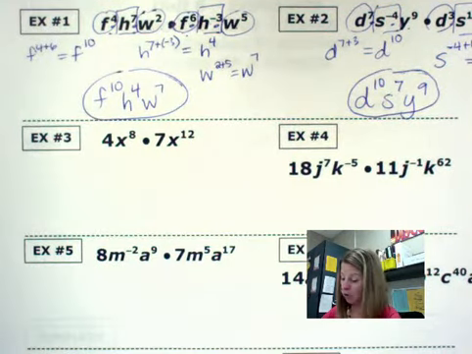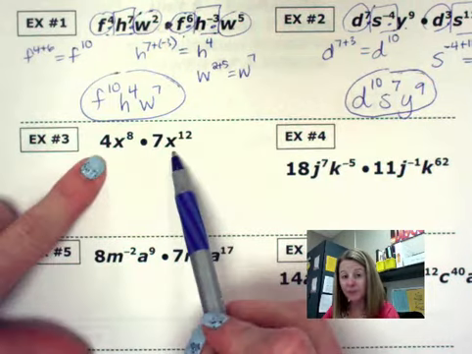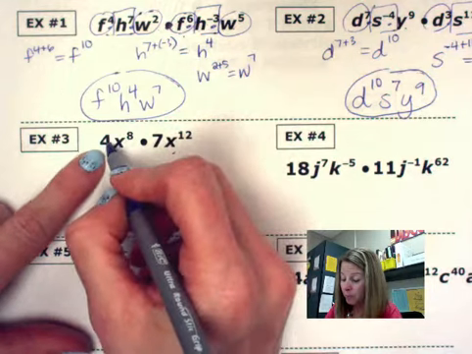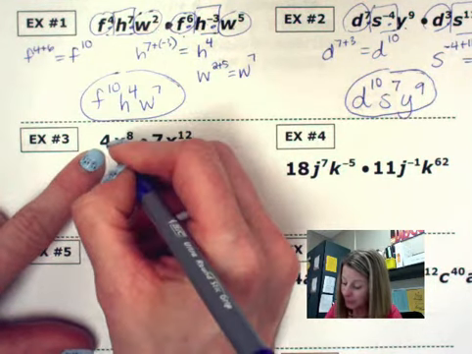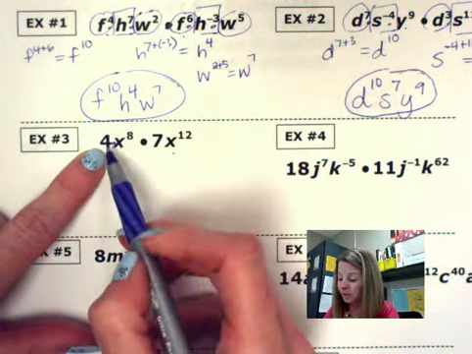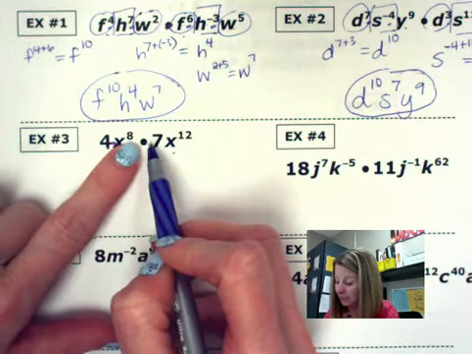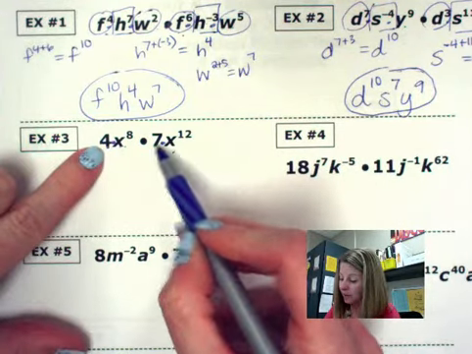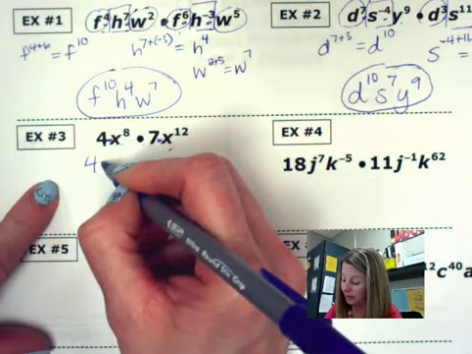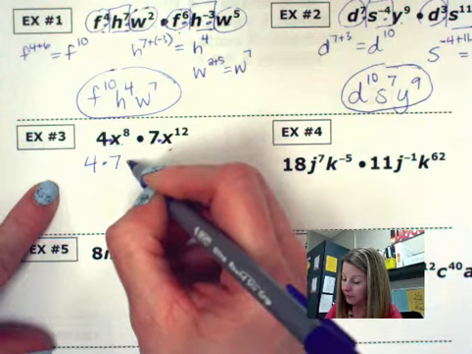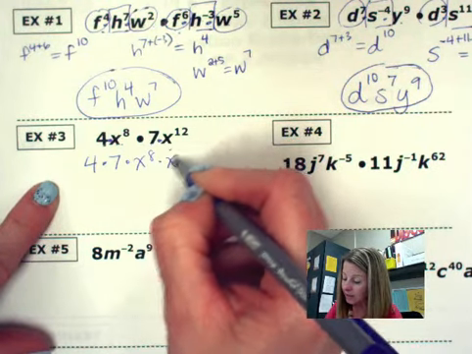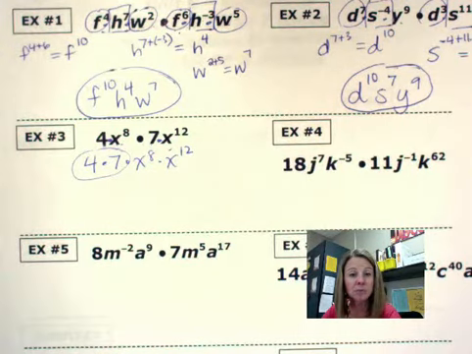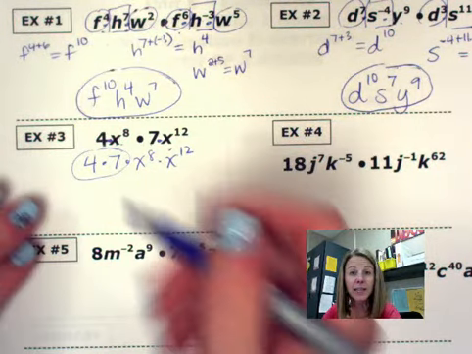All right, number 3. A little bit different. I have variables. I have coefficients in front of my variables. But remember, when you have a coefficient in front of an x, it's multiplication. So this is, again, just 4 times x to the 8th times 7 times x to the 12th. So I can rearrange all this, and I can write it like this: 4 times 7 times x to the 8th times x to the 12th. Well, can I do 4 times 7? Yeah, I can. 4 times 7 is 28.